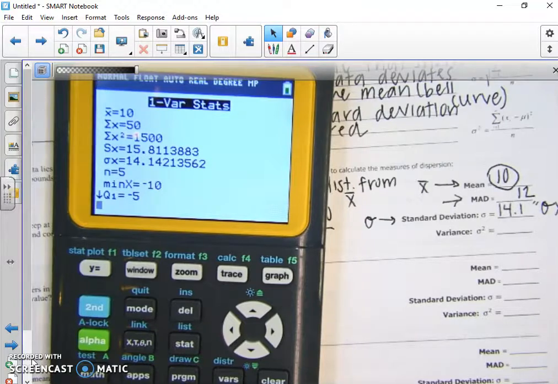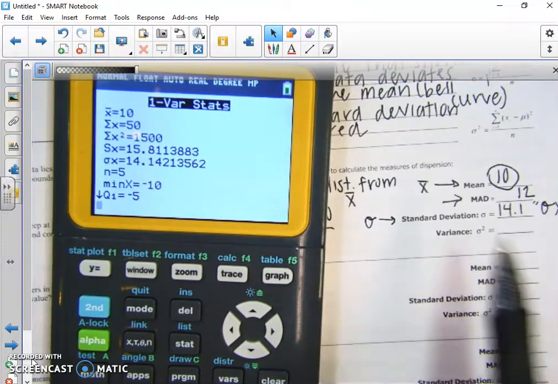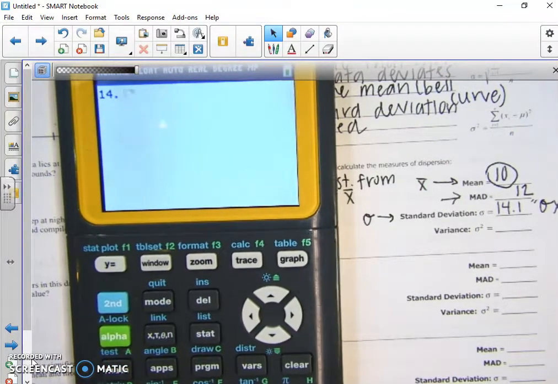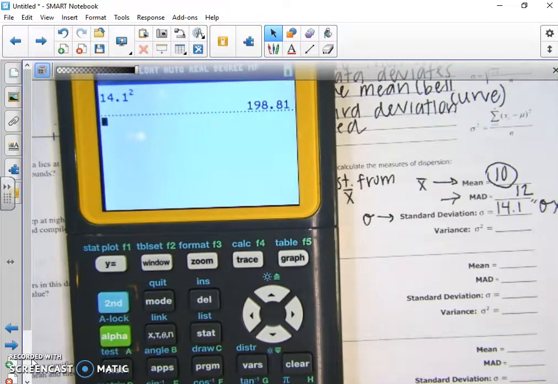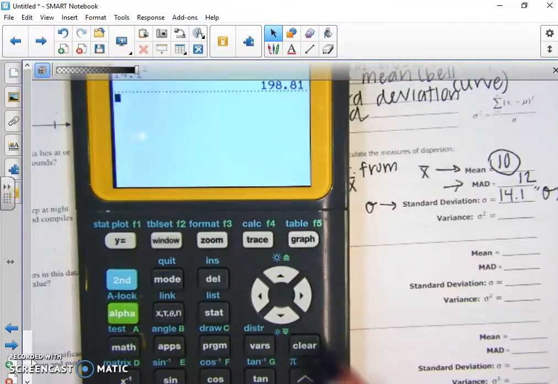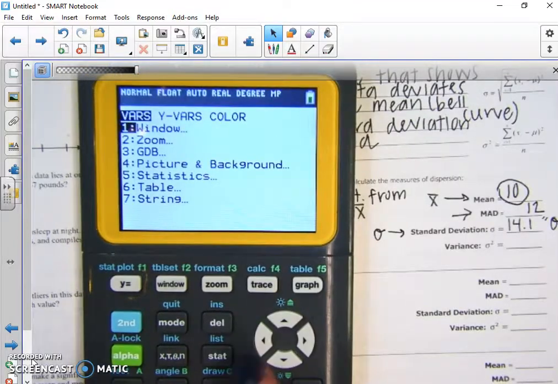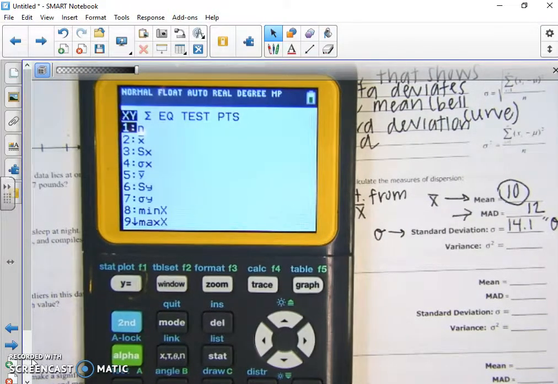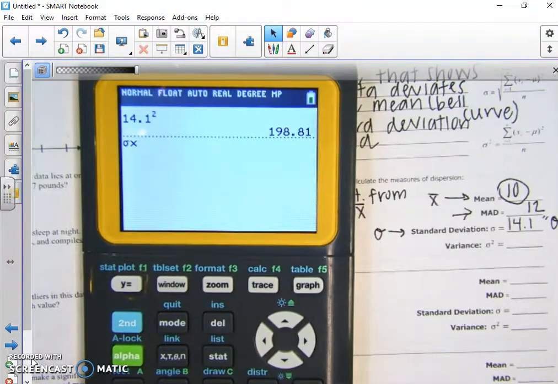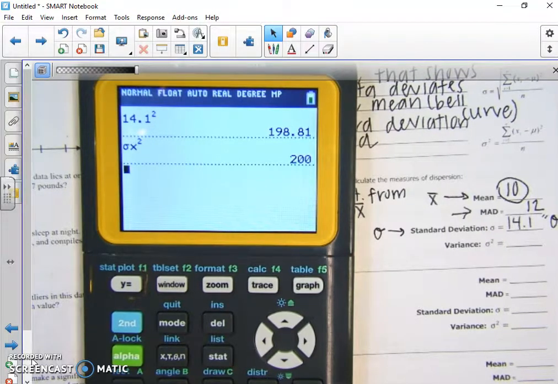Lastly, the variance is standard deviation squared, so it's just this number squared. So I'm going to show you how you can get the exact value. You can certainly do 14.1 and then square it. That's one way to do it. But you could also get a more exact value this way. If you go to vars, so it's like variables, so vars, then statistics, so I'm going to go down to 5 statistics, and then I want the standard deviation, right? So I'm going to hit 4, and I'm going to square it. That's going to give me a more accurate value based on the number that we had.